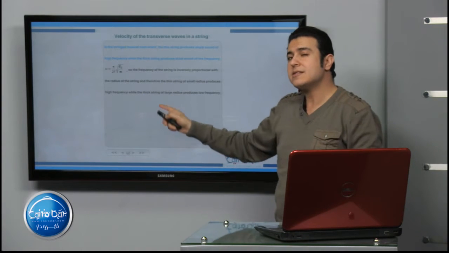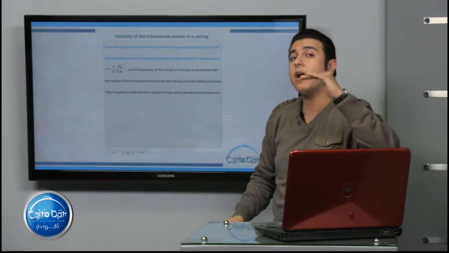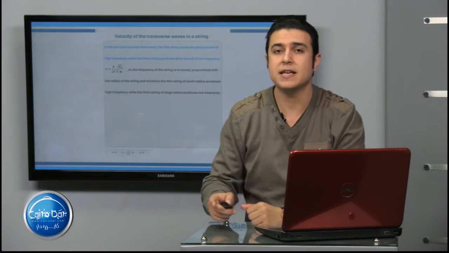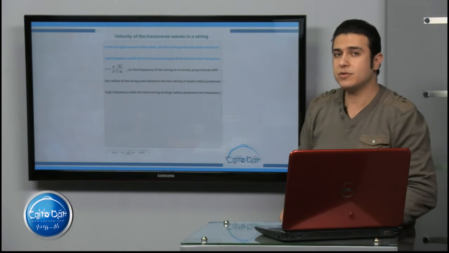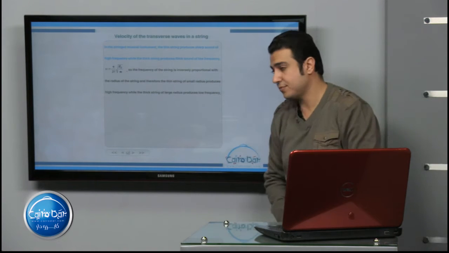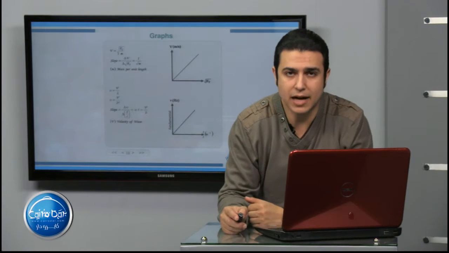And therefore the thin string gives sharp sound of high frequency, but the thick string gives low frequency of harsh sound or rough sound. That's for this question. What about these graphs?